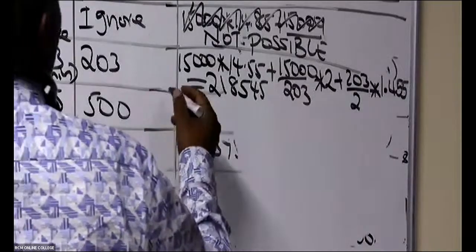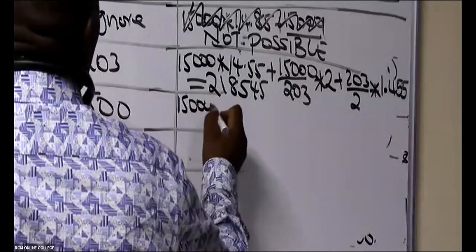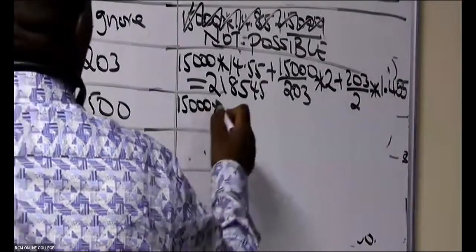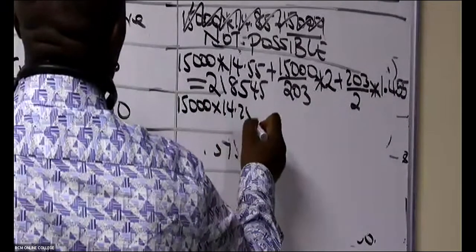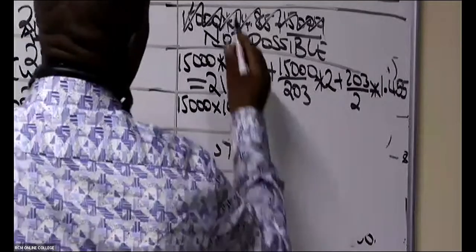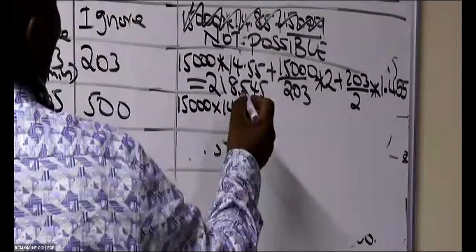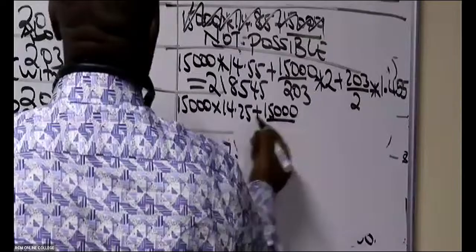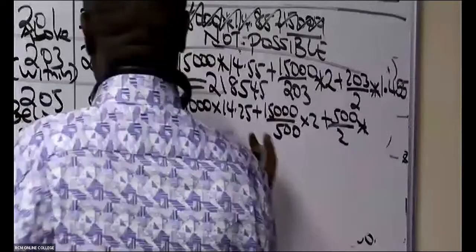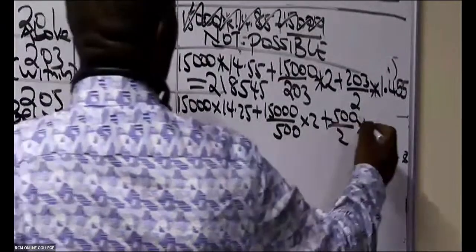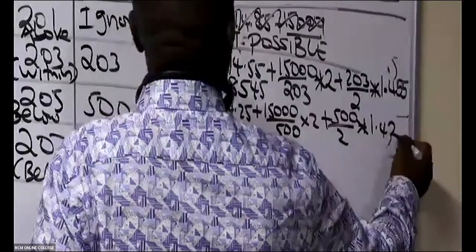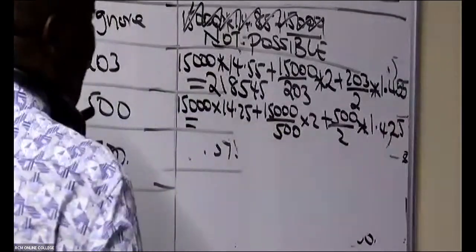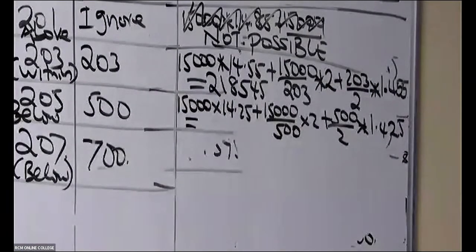The third class, the D will still remain 15,000 times purchase price, which is 14.25, plus the D over Q. So 15,000 divided by Q, which is 500 here, times CO, which is 2 constant, plus the 500 divided by 2, multiplied by the holding cost for this class, 1.425. Is there somebody who is able to give me the cost for this class? According to Margaret, 214,166.